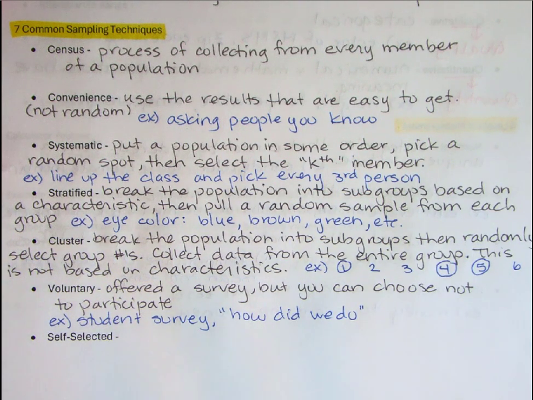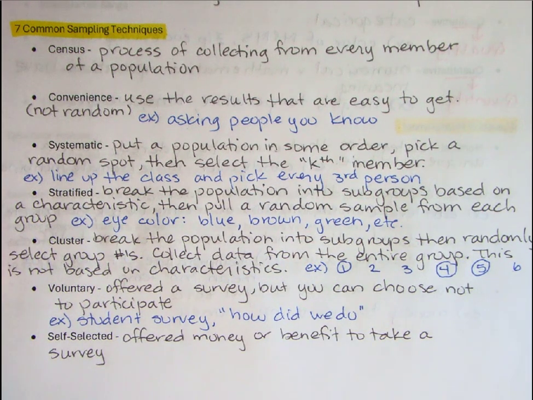Those are completely voluntary. Now again, this is obviously not a random type of sample. Your data is going to be biased because the people who are giving you the feedback could be anybody. It could be all good, it could be all bad, but because it's voluntary, you can't really rely 100% on the data.